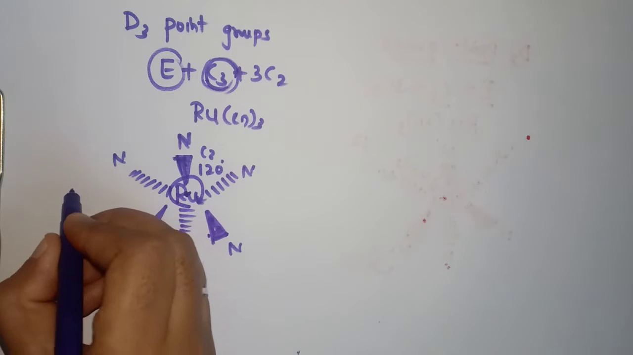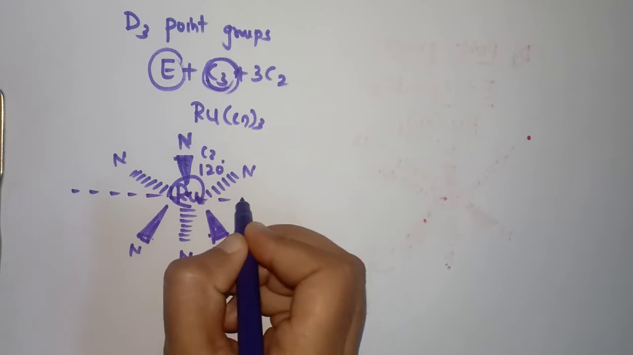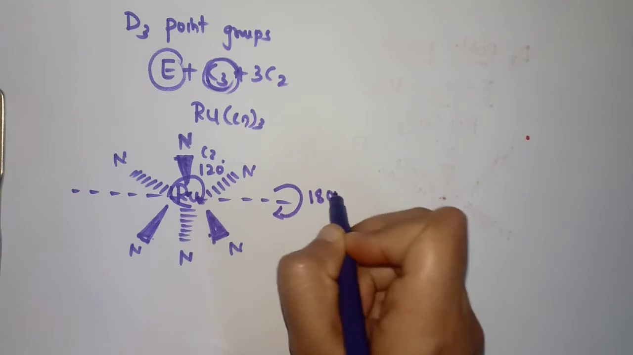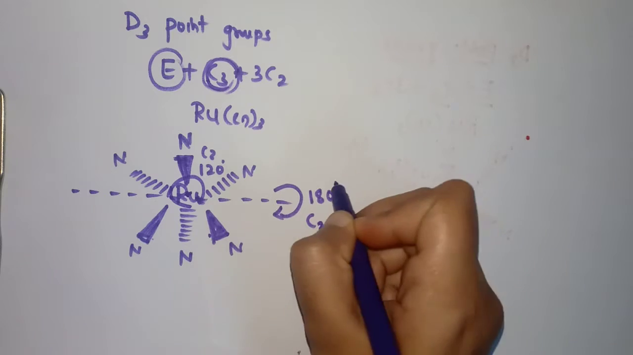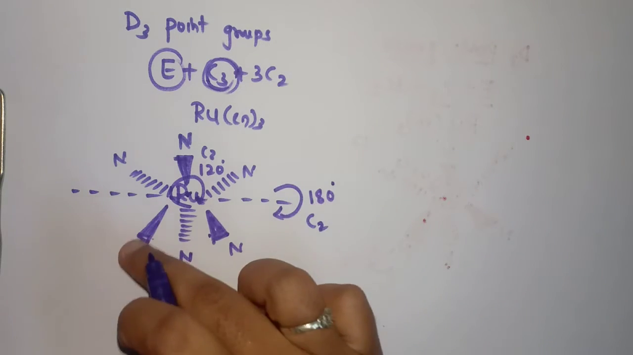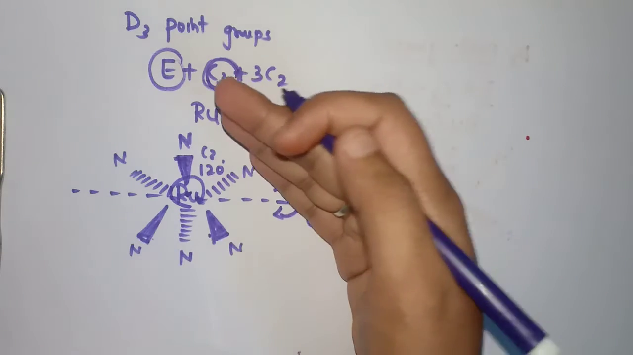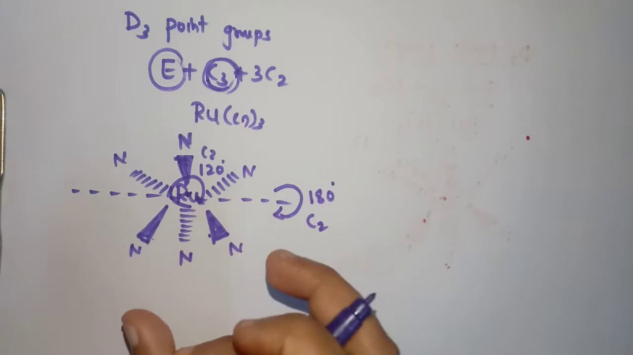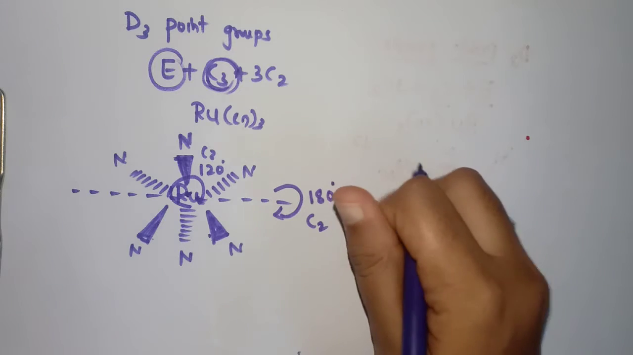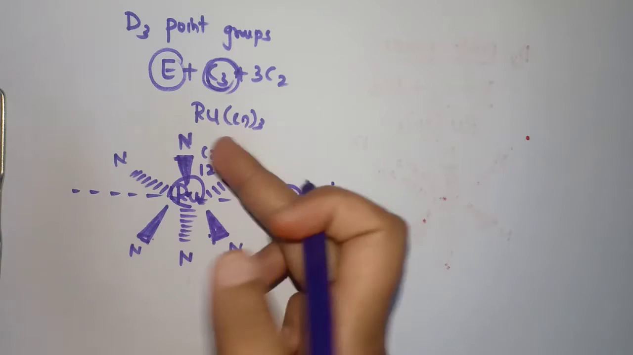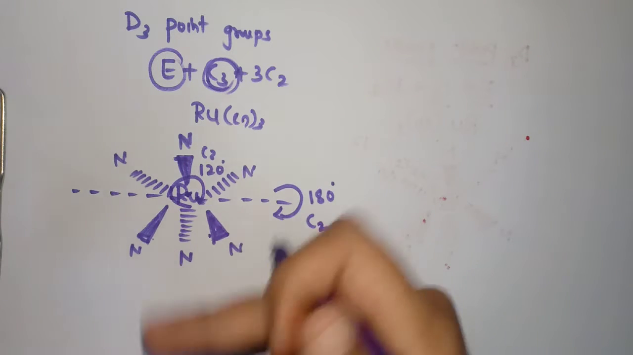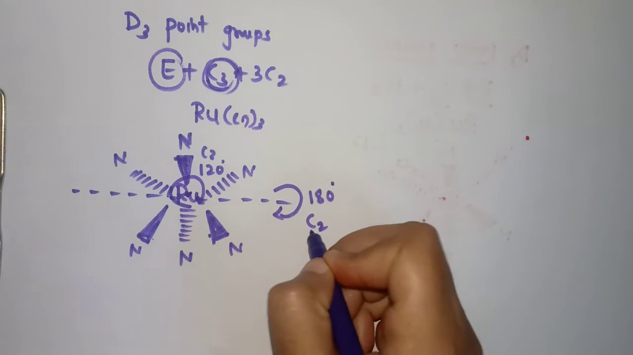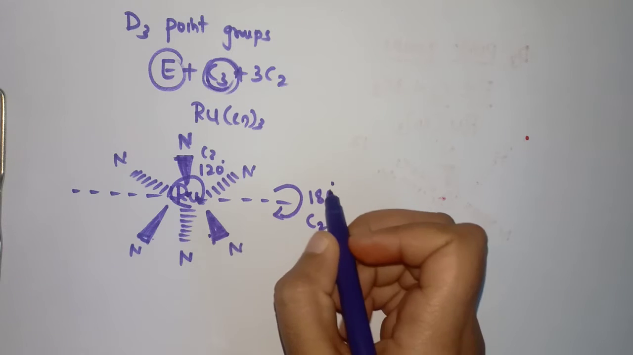Now if I pass an axis like this and rotate the molecule by 180 degrees, that is a C2 axis. If I rotate the molecule like this, these 3 nitrogens will go on the upper side, whereas these 3 nitrogens will come to the down part, that is on the bottom side. And if I again rotate it by 180 degrees, these 3 nitrogens which were present on the down part will again go to the upper side. So it will obtain its original configuration. This is one C2, that is a twofold axis of symmetry.